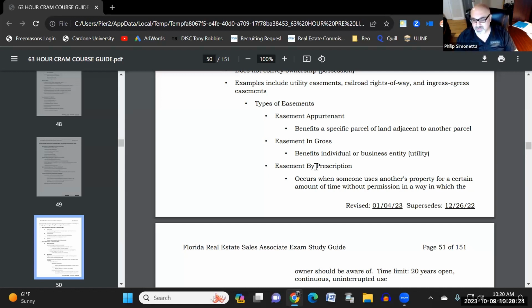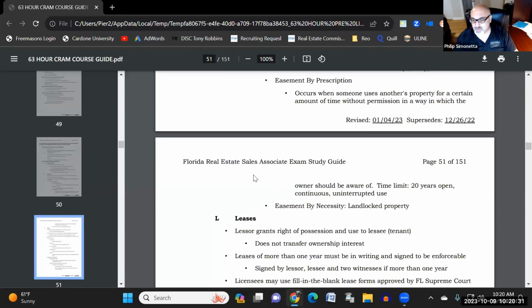And an easement by prescription. Okay, this occurs when someone uses another property for a certain amount of time without permission in a way that the owner should be aware. The time limit is 20 years of open, continuous, uninterrupted use. That means if you have a driveway that's on the neighbor's property and you're driving through and it's been there for 20 years and no one says anything, that will be an easement by prescription because you use that, right? And no one said anything. You don't own it. You're just using it, right?